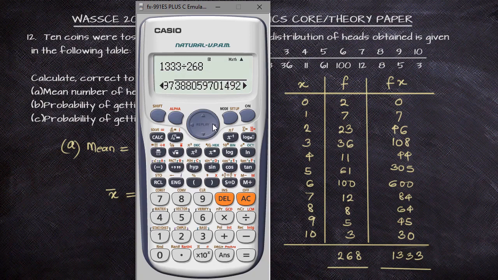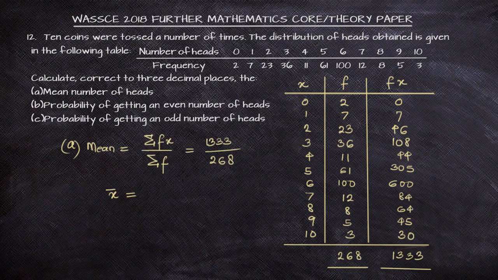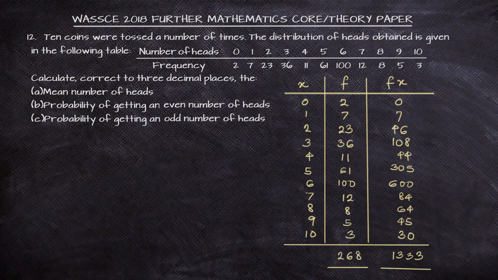4.973888. Now that line is telling us that it's a continuous loop, just like when you are dividing 3 over 10, you have 0.33333. So this is a continuous loop, and we can put in our value. But in our question, we're asked to find it correct to 3 decimal places, so we can just stop at 4.974. Okay, good.